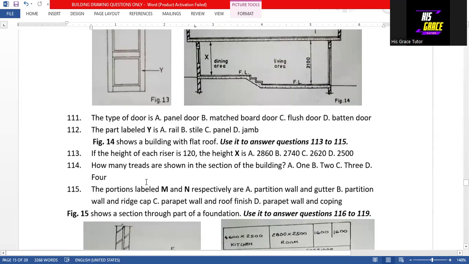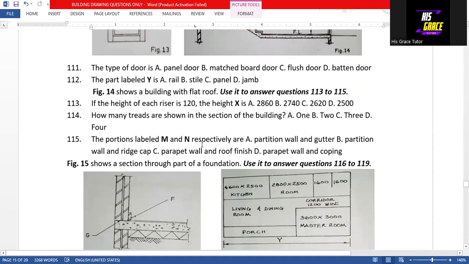2,740. So then we have, how many treads are shown in the section of the building? So we have 2 treads. That is the surface here and the surface here. Those are the 2 treads that we have. Okay. Then, so the answer is option B to question 114.